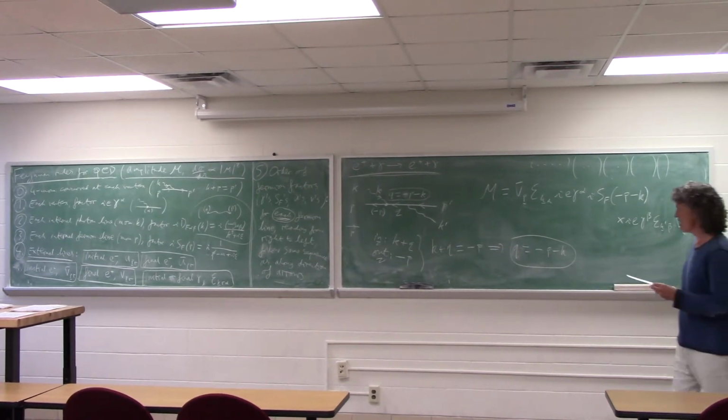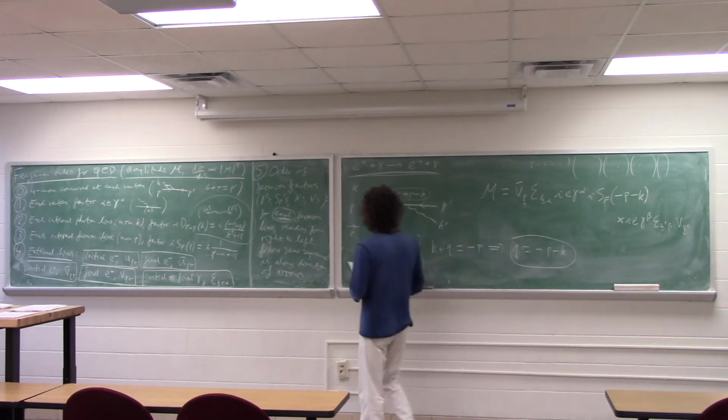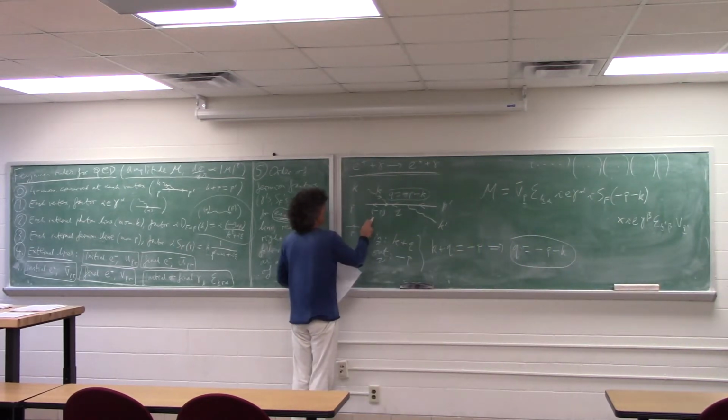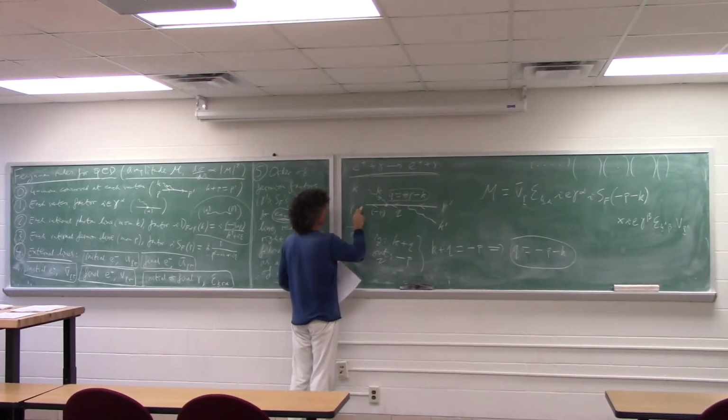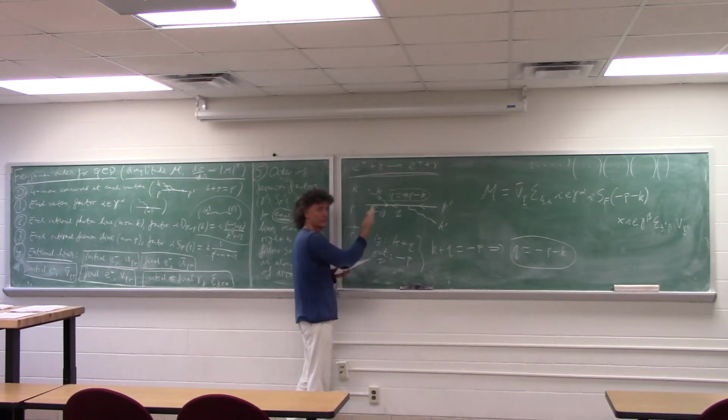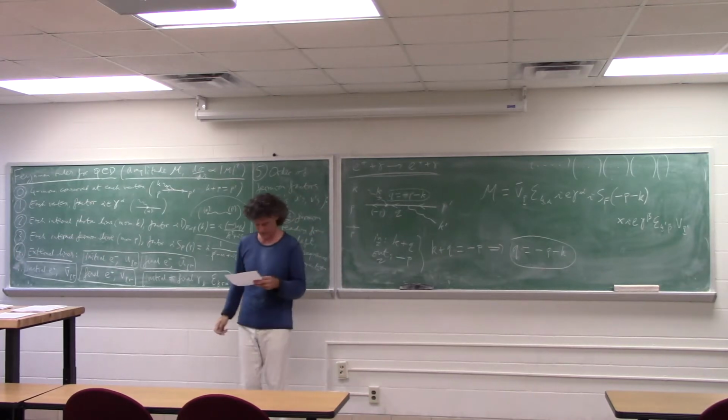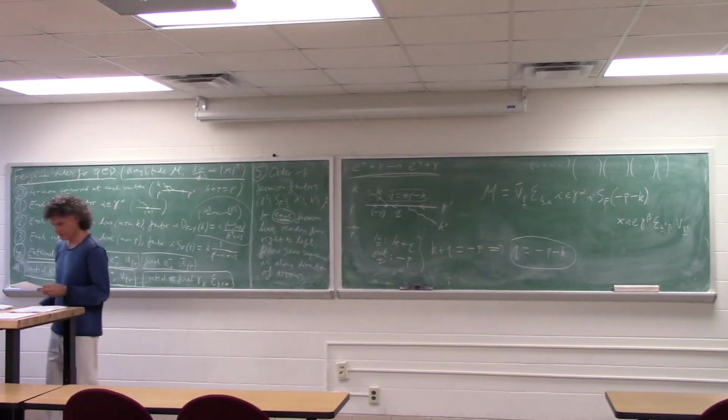So please be careful. Think about this business. When you have an external positron line, the actual physical four momentum label is one thing, and the four momentum in the direction of the arrow is minus that four momentum. Okay, simple enough, but easy to slip up.